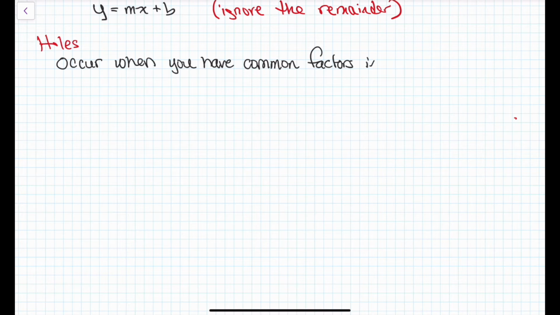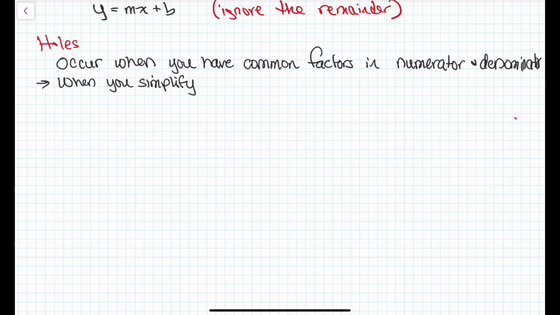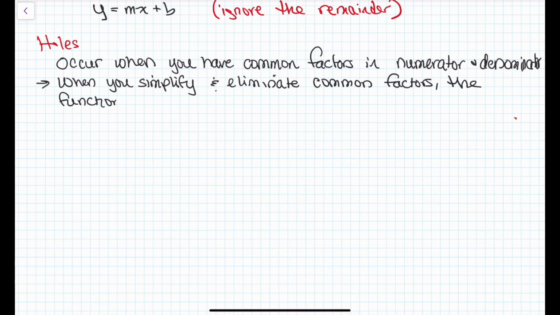And then lastly, we get holes, or points where the function is not defined, when we have common factors in the numerator and the denominator. So when you simplify a rational function and you cross out the factors, you need to identify that there is a hole at that point where you crossed out that factor.